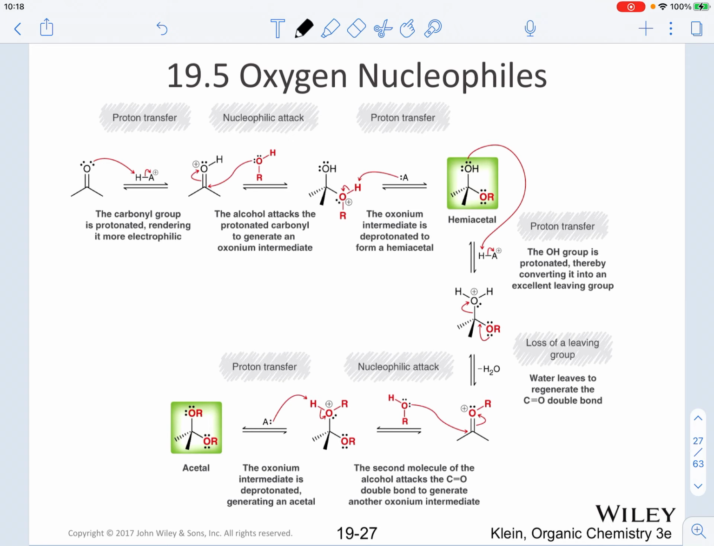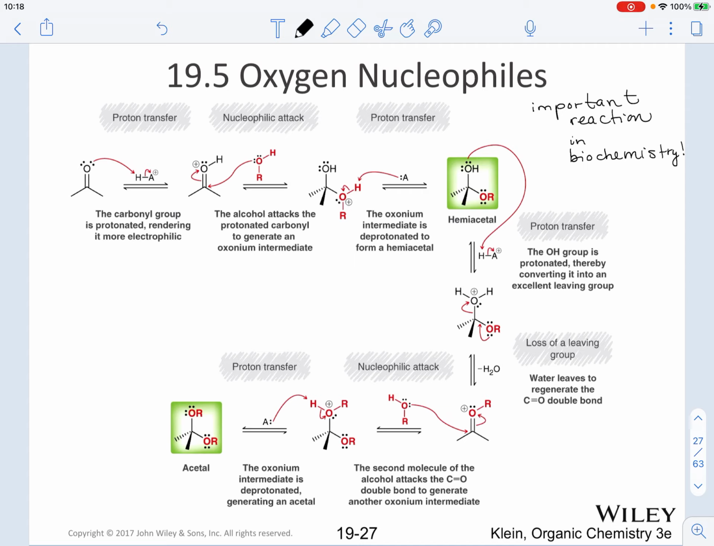This is an important reaction in biochemistry. The reason why I mention it is because this actually is what gives rise to many sugars or carbohydrate motifs that are present in the human body. But understand that this is the way that the mechanism goes.